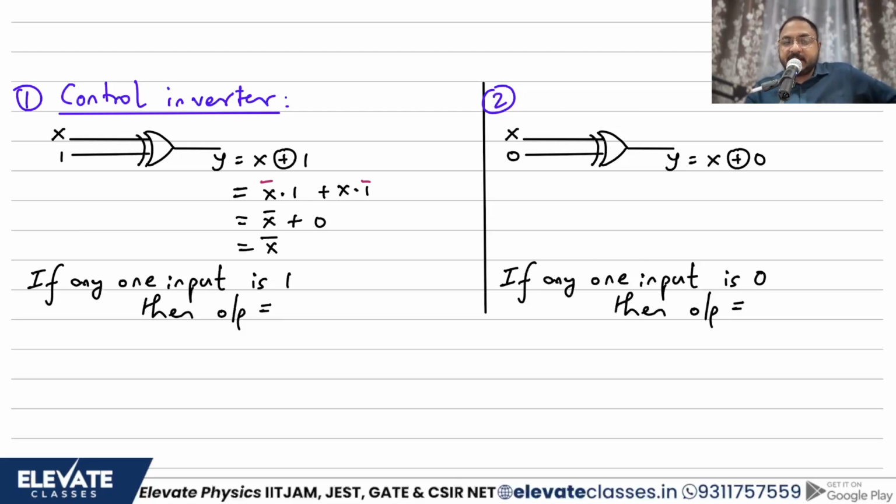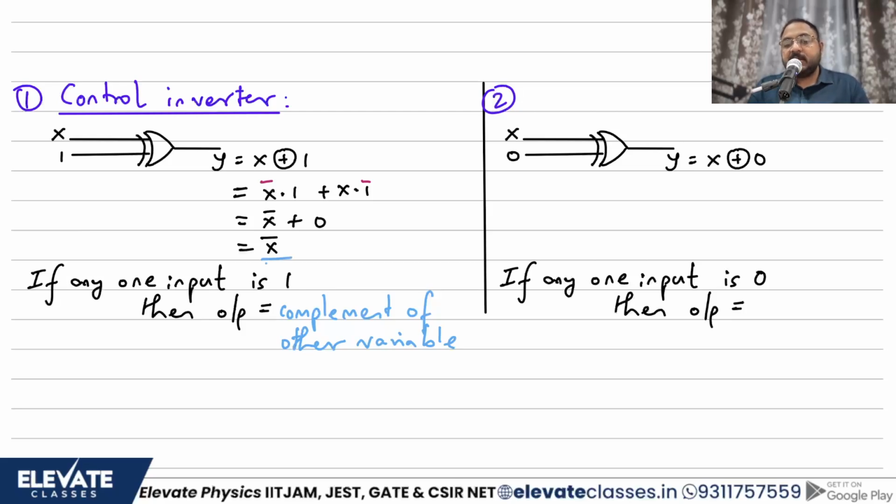See, you started with this. 1 was one of the inputs. एक input 1 था, दूसरा input कोई भी हो सकता है. Output क्या आया? X का complement. That means if any one input of an XOR gate is 1, in that case we can say that the output of XOR gate is the complement of the other variable. जो भी आपका दूसरा वेरिएबल होगा उसका कॉम्प्लीमेंट आपका आउटपुट होने वाला है.